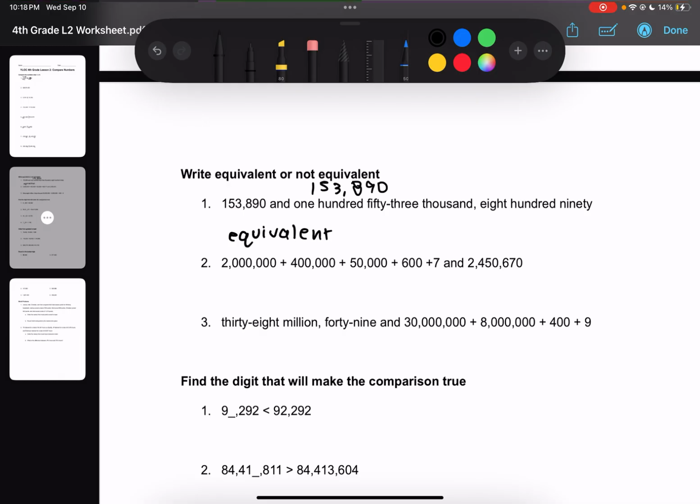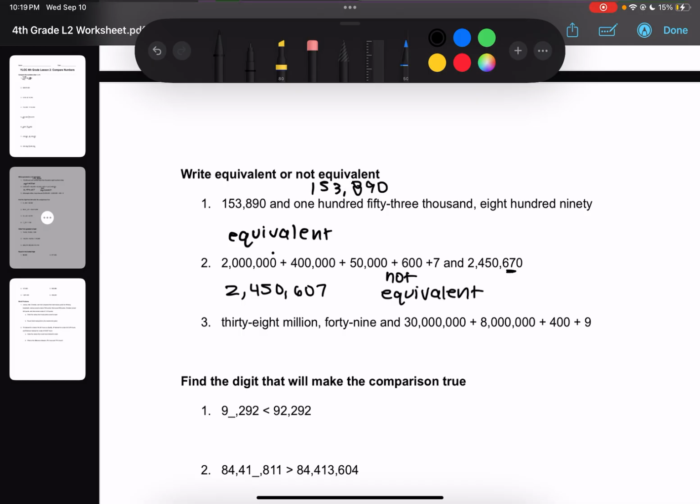Okay, number 2 is in addition form, and this one is written in standard form. So if you add the first value, 2 million plus 400,000 plus 50,000 plus 600 plus 7, that would be 2,450,607. And if you compare these two numbers, you can see that the 7 makes it larger than this first value, so it would be not equivalent.